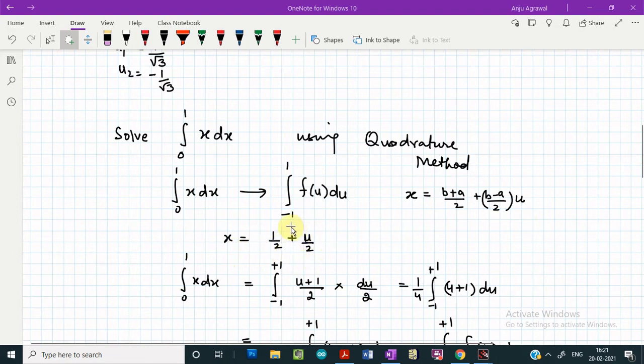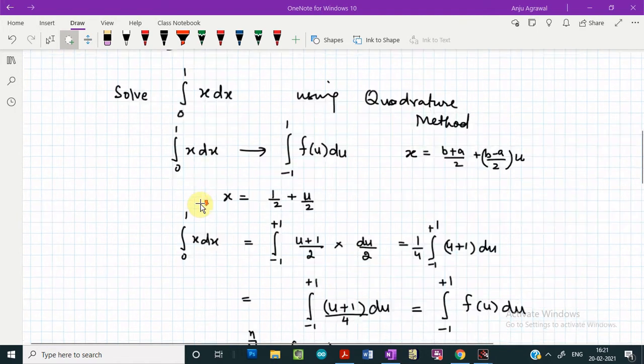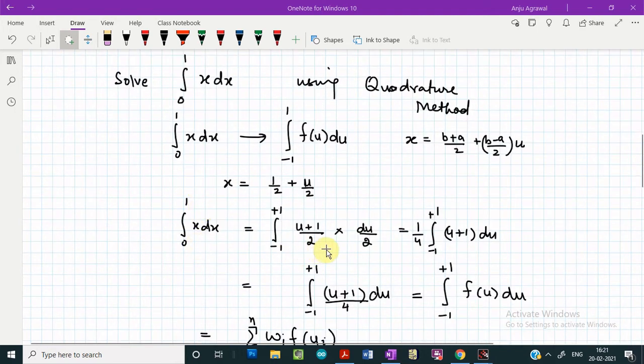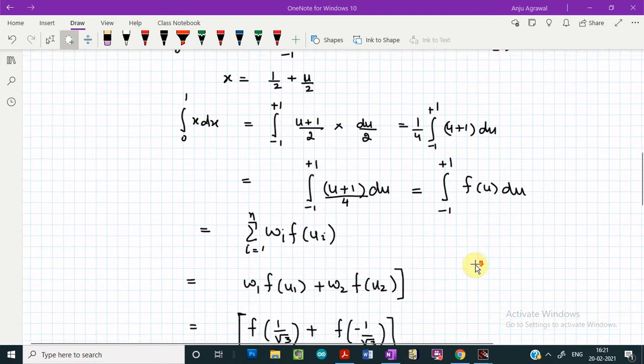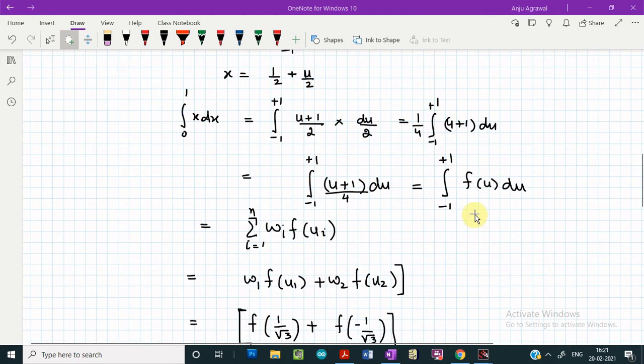Now if we substitute this in the integral, it changes to (u plus 1) by 2, and in place of dx we write du by 2, which we can get from this equation. So this integral reduces to this, and finally we get an integral of this form. We can rewrite it as the integral from -1 to +1 of f(u) du. This is the standard form now, and we can make use of the Gauss-Legendre quadrature approximation and approximate this integral to be equal to this summation.